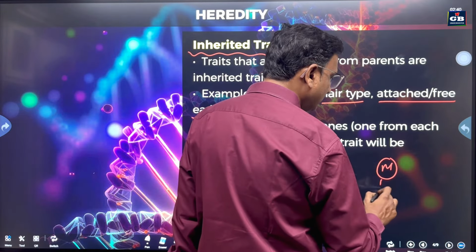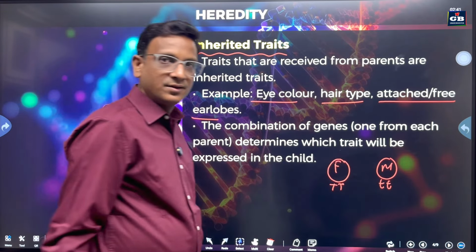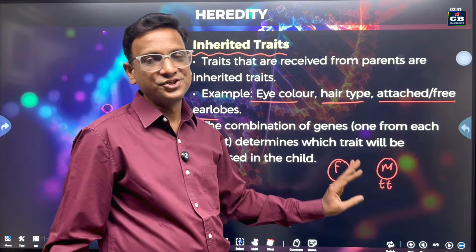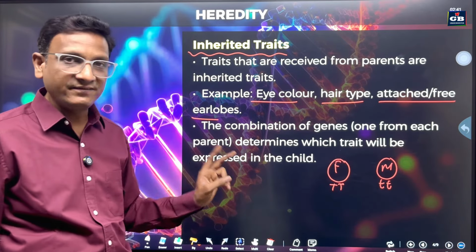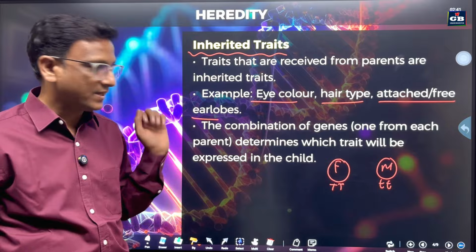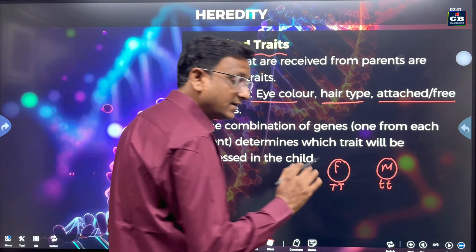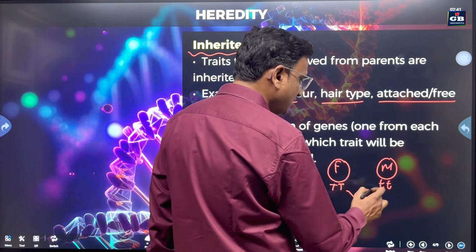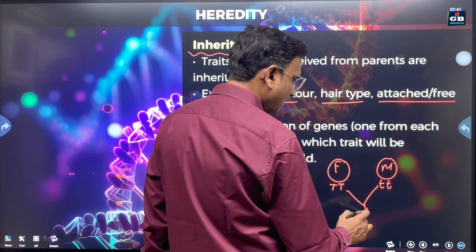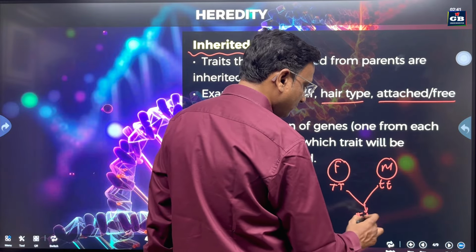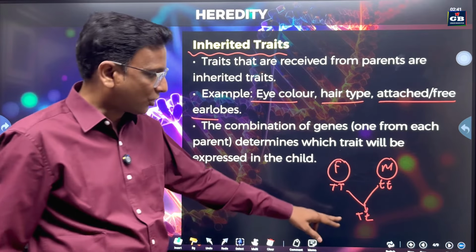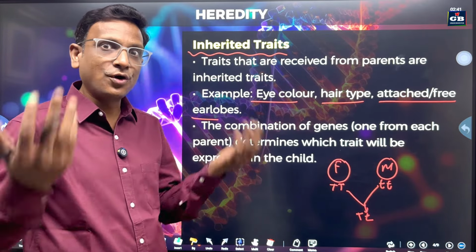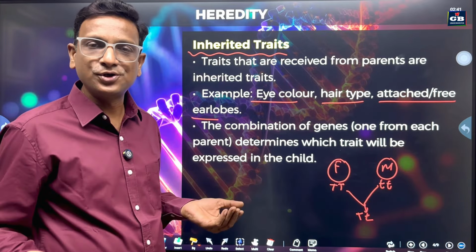Mother is having dwarf, short. Mother is short. She is having two genes, both are short. So she is looking short. Father is having both the genes which are tall. So for this trait, the height, there are two genes in father, two genes in mother. To the child they are passed like this. From mother, the short gene has come. From father, the tall gene has come. The child looks tall.